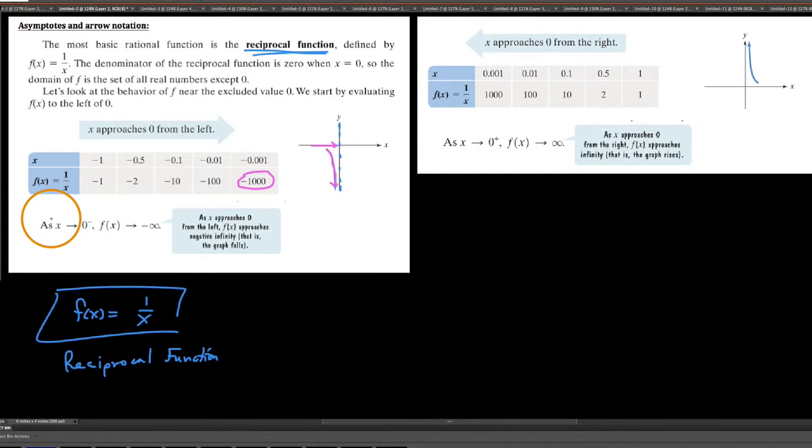So what we're going to get used to in this video is what we call arrow notation. And arrow notation essentially just says the same thing we said out loud.